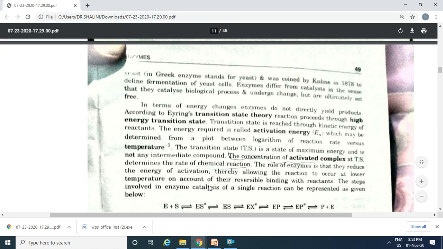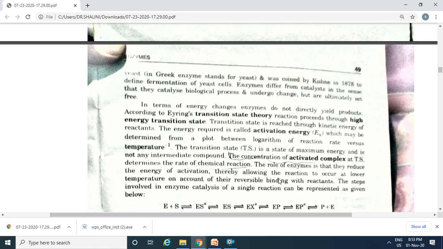The role of enzyme is what? It reduces the energy of activation, thereby allowing the reaction to occur at lower temperature on account of their reversible binding with reactants. The steps involved in the enzyme catalysis of a single reaction can be represented as given below. Enzyme plus substrate form the enzyme substrate complex, and this enzyme substrate complex is in equilibrium with the activated complex at the transition state.